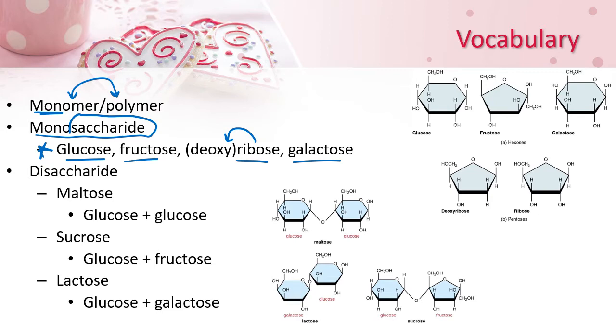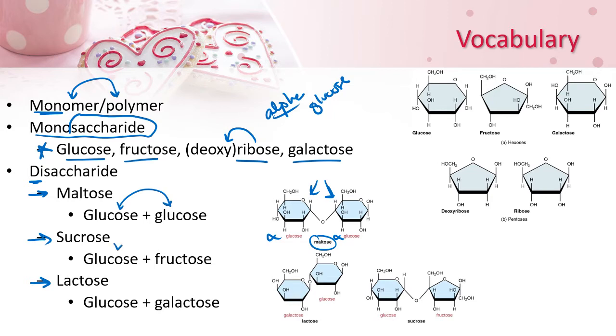We can take some monosaccharides and bind them together into disaccharides. Disaccharides are special dimers of carbohydrates. And the three that we need to know are maltose, sucrose, and lactose. Maltose is a dimer composed of 2 glucose monomers. So this is maltose. It's glucose-glucose. We're going to talk in a couple more slides about alpha and beta glucose. All of these on this page are alpha glucose. So alpha glucose to make maltose.